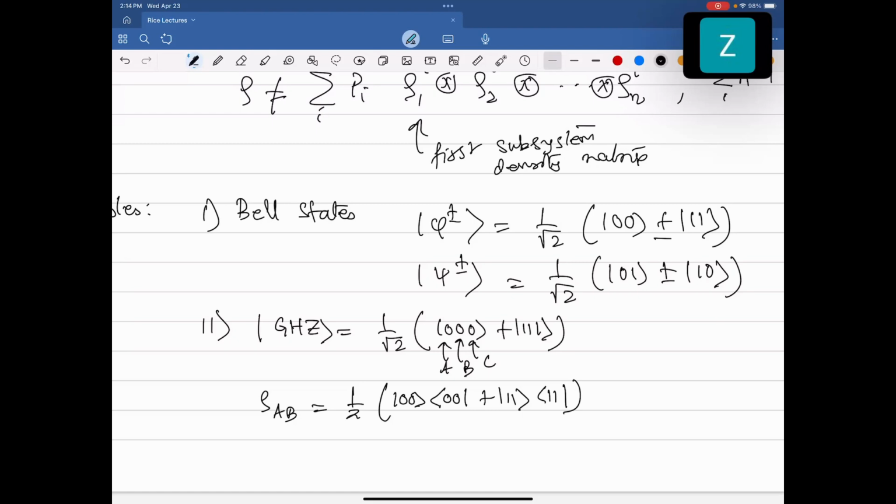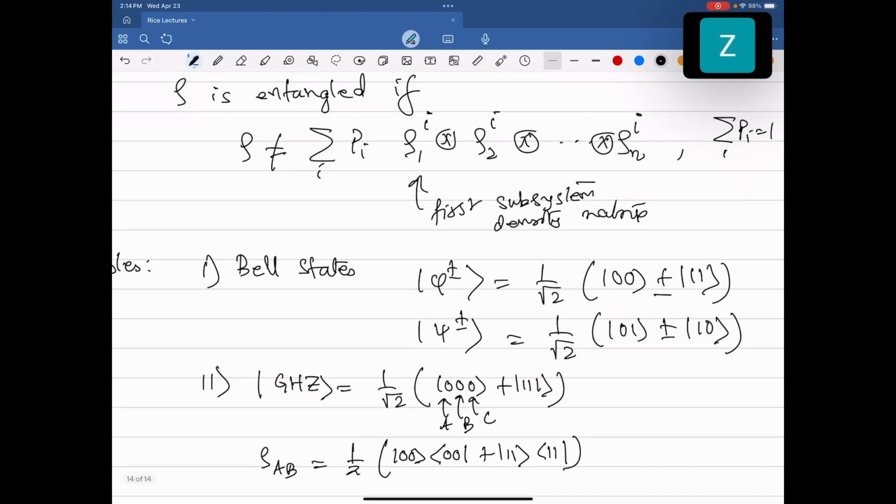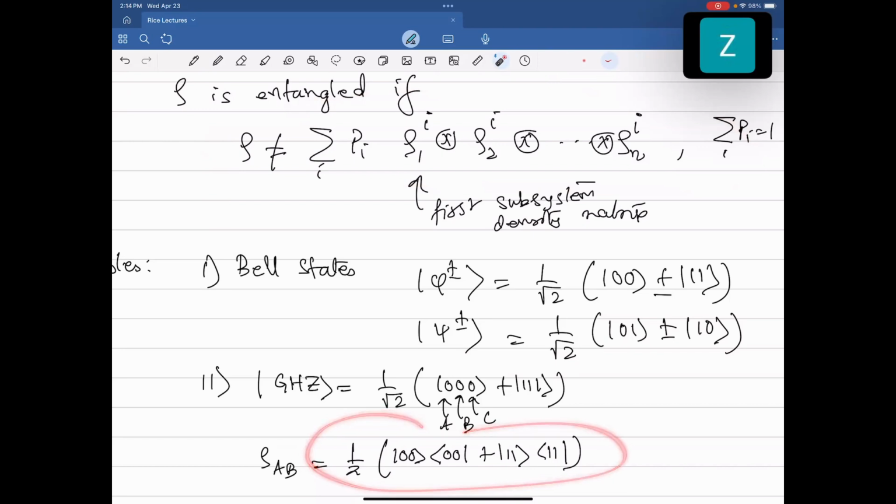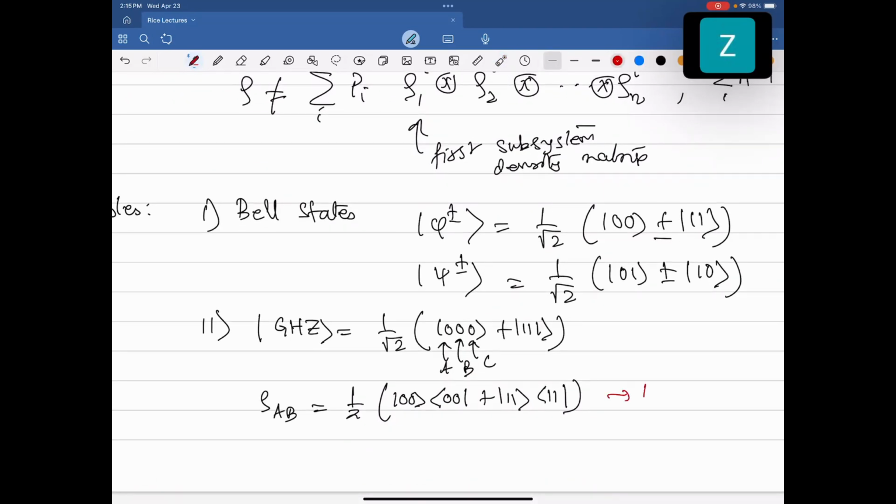And you can see that this is exactly the convex sum that I wrote down right here. It's exactly in this form. And so you can see that the most natural candidate that you could probably right away think of is actually not an entangled state.